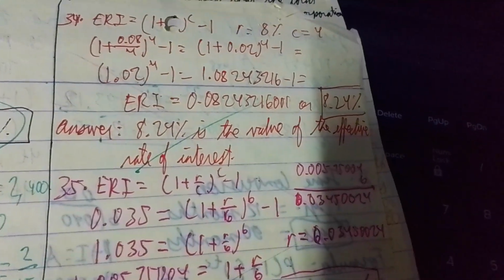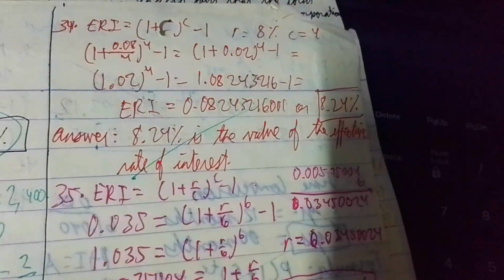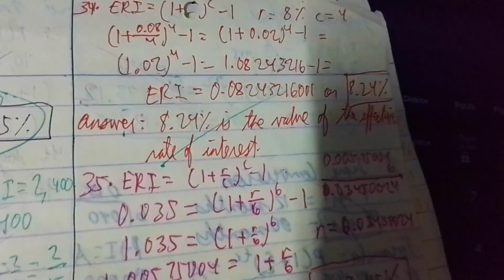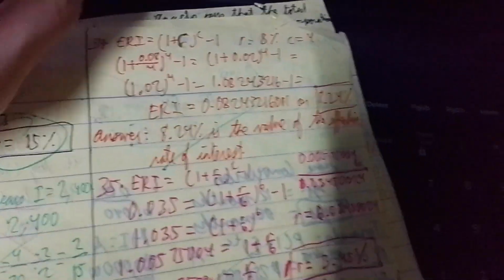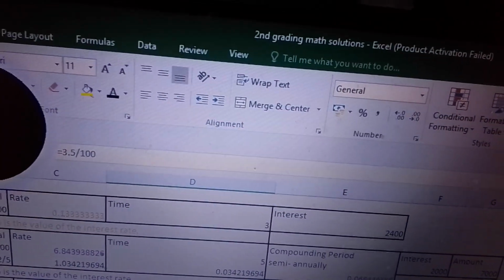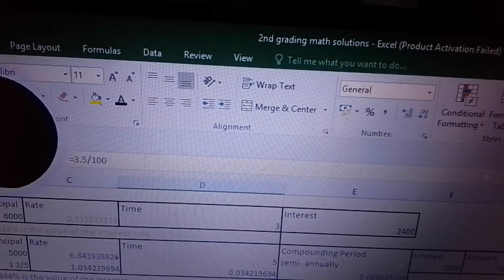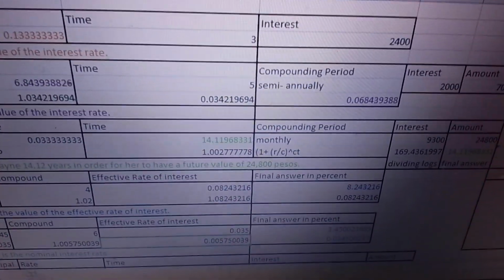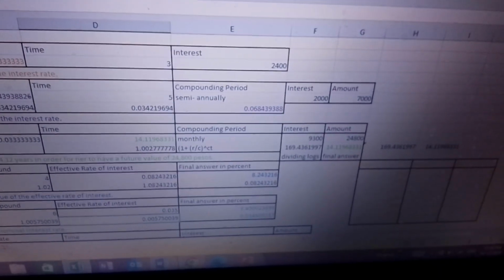So ganito yung solution sheet ko. In my solution sheet, we started with this one. Di ba? So we started off with this one. Yes, and that's 0.035. Why did I get that? Because this is my effective rate of interest. Because 3.5% is the effective rate of interest. So divide by 100 because we need to convert that into decimal. Di ba? And then ang ginawa ko dito, the first step is to add 1. Why did I add 1?